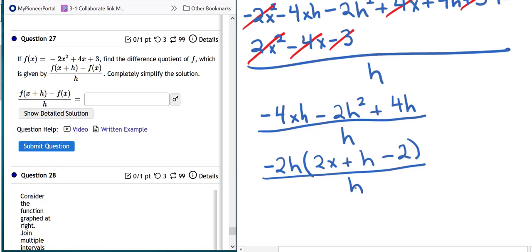And now I can cancel this h with the outside. So we could multiply that back together. I have negative 4x minus 2h plus 4.